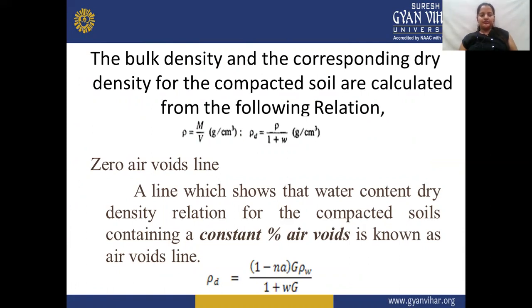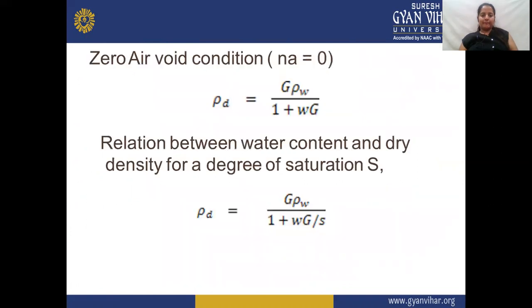This is the formula. Zero air void line: a line which shows the water content and dry density relation for compacted soil containing a constant percentage of air voids is known as the air void line, and it is calculated using this formula. Zero air void condition, which is Na equals 0, then this is the formula.